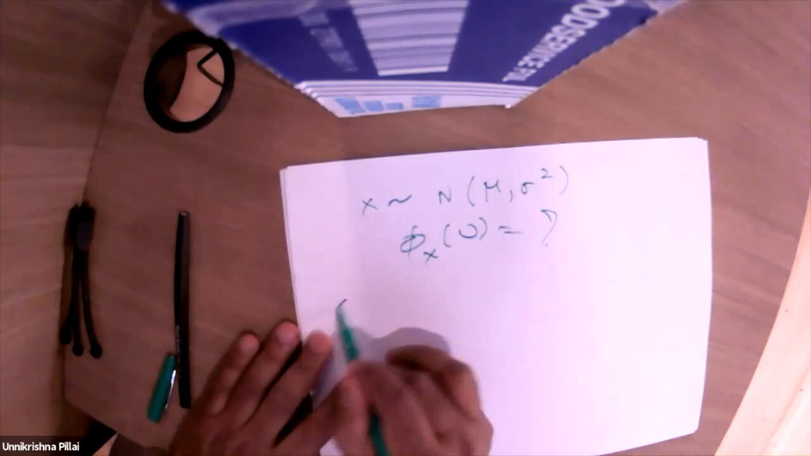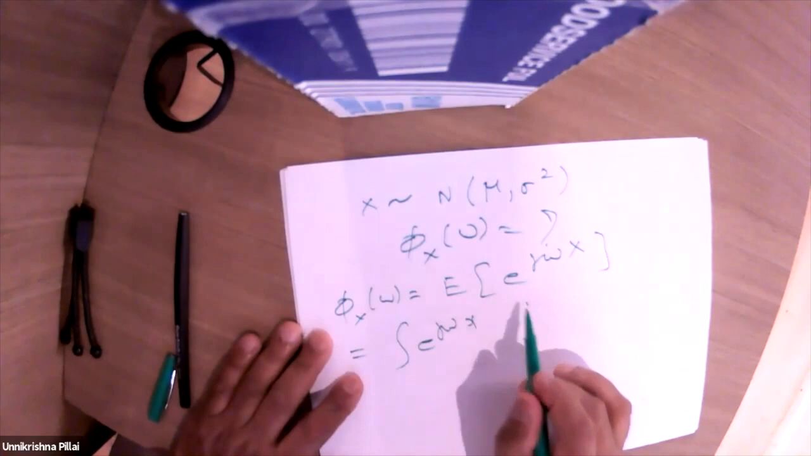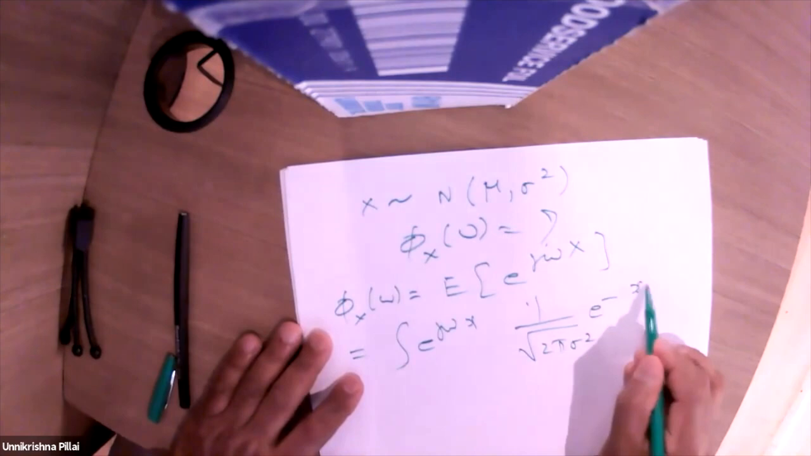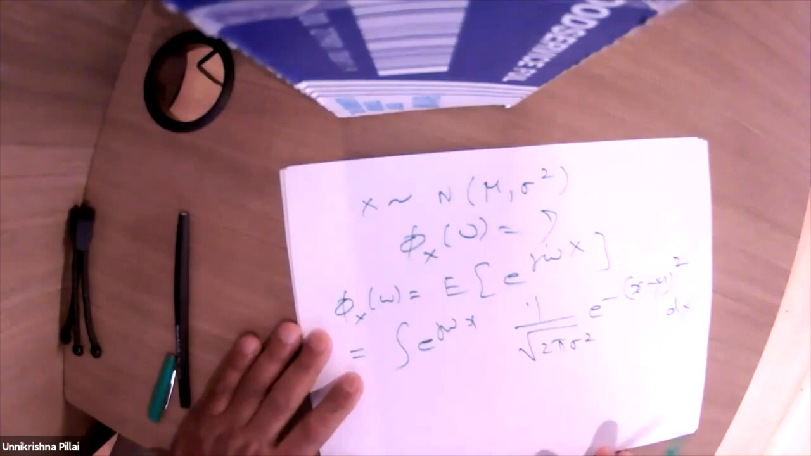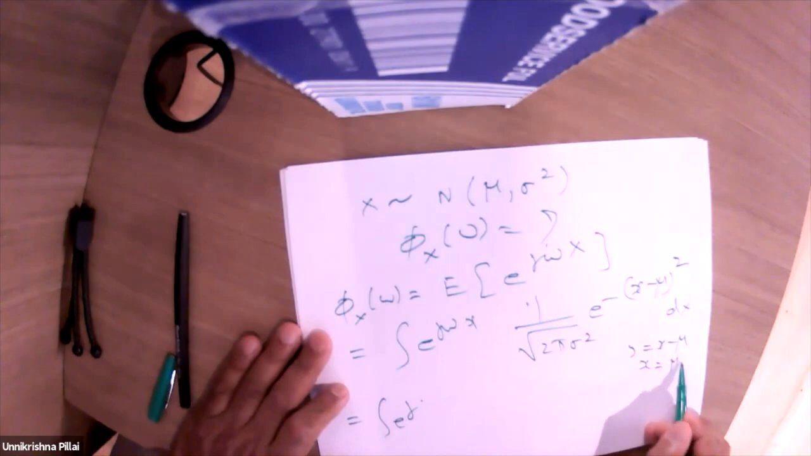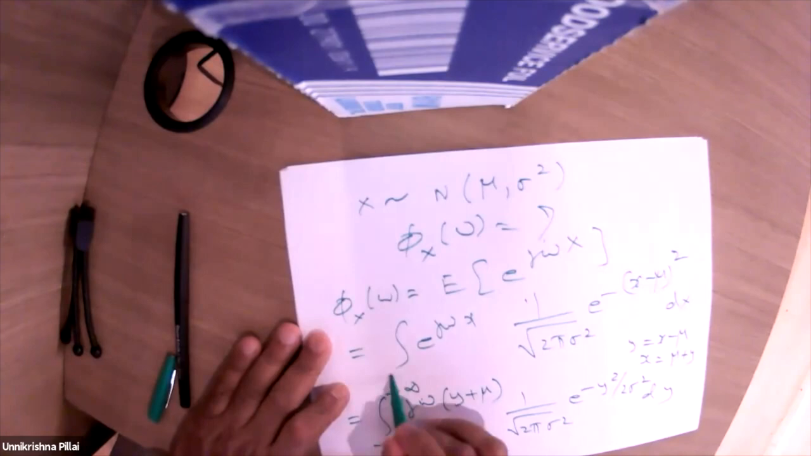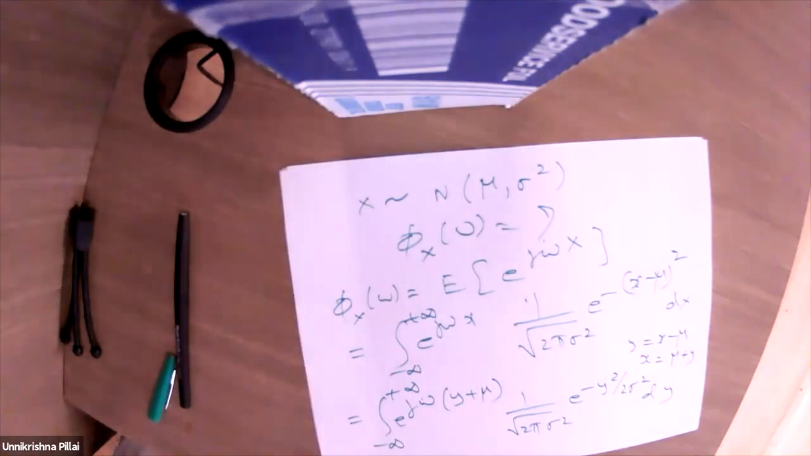So this is e raised to j omega x multiplied by the density function. Right. So I'm going to substitute y equal to x minus mu. So x is mu plus y, and this becomes e raised to j omega times y plus mu. dx is dy, so you get this, minus infinity to plus infinity still. Right?